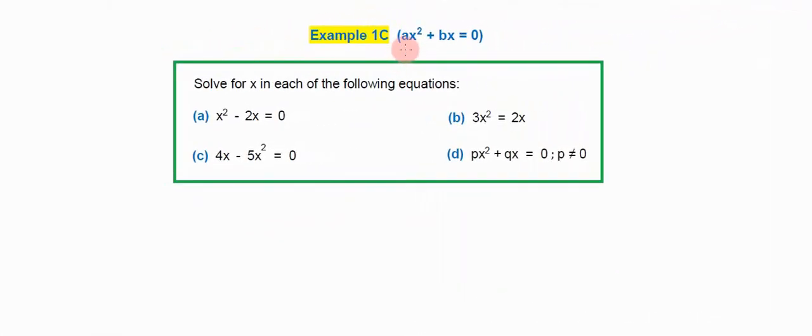So this example deals with solving quadratic equations in the form ax squared plus bx equals 0. In other words, quadratic equations in which the constant c equals 0. In this case, we use common factors to solve the equation. So let's look at a. We have x squared minus 2x equals 0, and we need to solve for x.